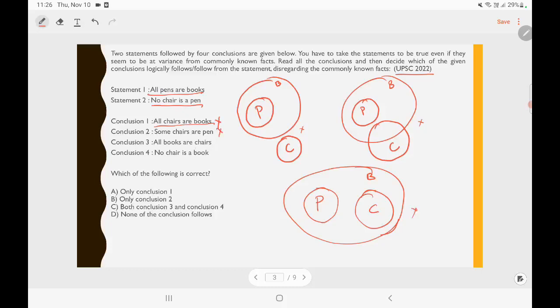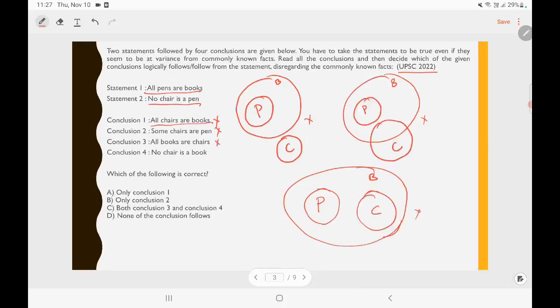Now all books are chairs. In this condition, all books are not chairs. So this is wrong. This possibility also it is wrong. This also it is wrong. So this is wrong as well. Now no chair is a book. It's an extreme statement, so it should also be satisfied in all the possibilities. Then only that conclusion will become true.